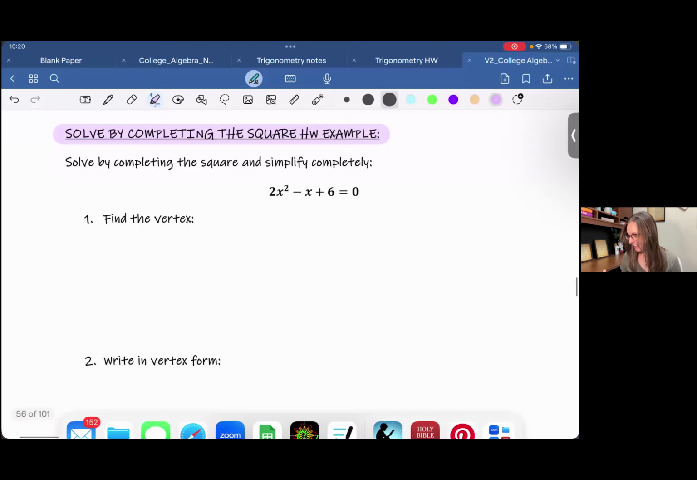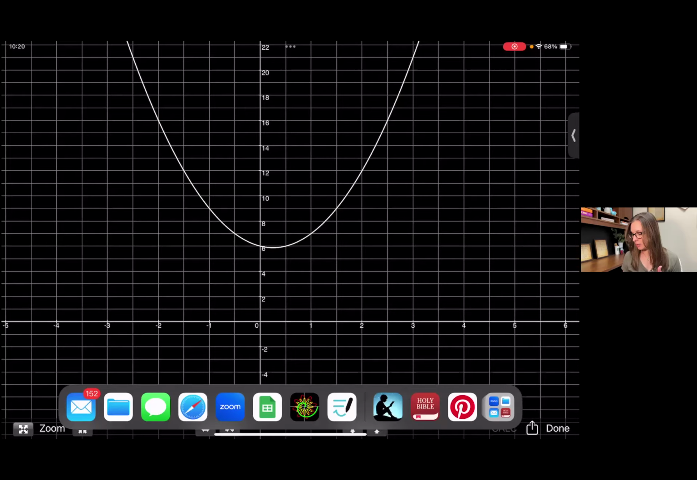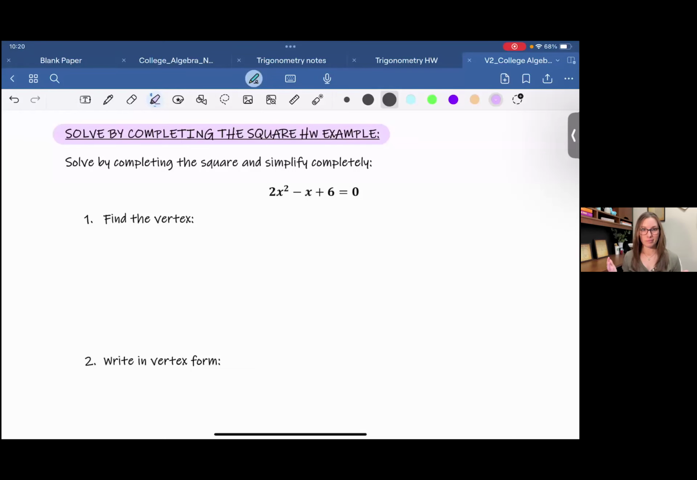example, and graph it, we find that it does not cross the x-axis. So that means that when we get our solutions, they're going to be imaginary. So that indicates that this is not going to be factorable, which means we're going to complete the square. So to complete the square, I showed you a shortcut in a previous video where we find the vertex first.